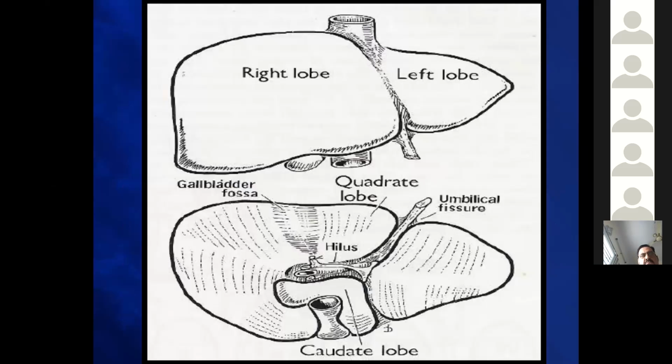As you know, the liver is divided into the anatomical right lobe and anatomical left lobe by the falciform ligament. The hilum has the portal triad, which has the portal vein at the back, the bile duct on the right side, and the hepatic artery on the left of the bile duct. The gallbladder fossa you are all familiar with. The area between the gallbladder fossa and the falciform ligament or umbilical fissure is called the quadrate lobe. The area behind the hilum, between the IVC and the hilum, is called the caudate lobe because of the C shape. So this is the anatomical liver.